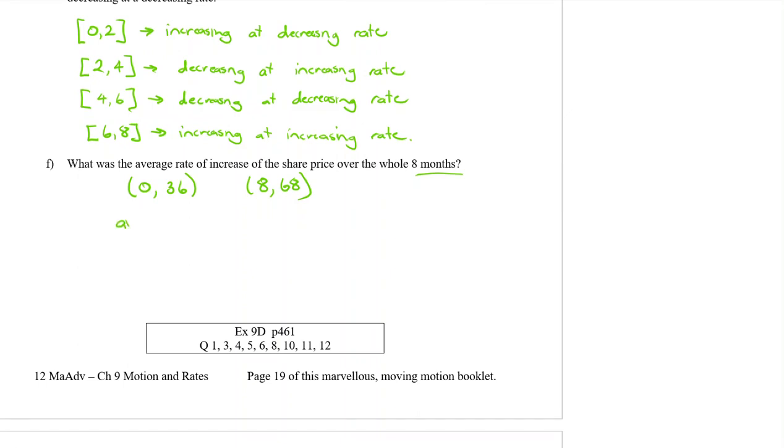Now to find the average share price change, we're going to use our 2-point formula. So using the points that I've written down there, I will have 68 minus 36 over 8, take away 0, and when you calculate that you get 4, which would be, the units of that would be cents per month. Okay, so that is the end of exercise 9D.